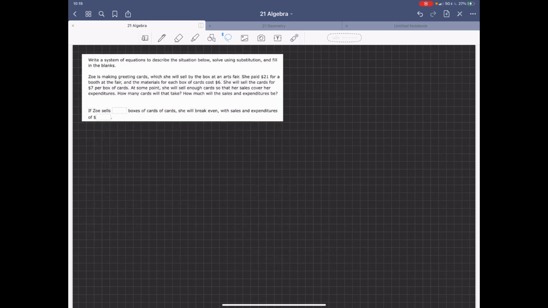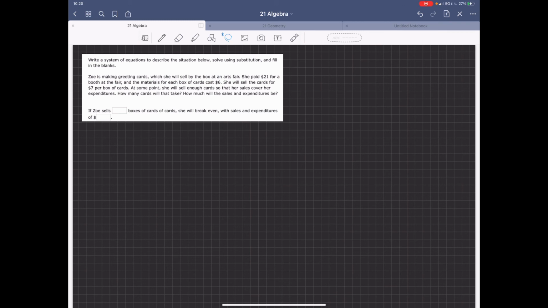Okay, we're going to write a system of equations, describe the situation below, and we're going to solve using substitution and fill in the blanks. Zoe's making greeting cards. She will sell a box at an arts fair. She paid $21 for a booth at the fair, and the materials of each box cost $6. She will sell cards at $7 per box. At some point, she will sell enough cards so that her sales cover the expenditures.